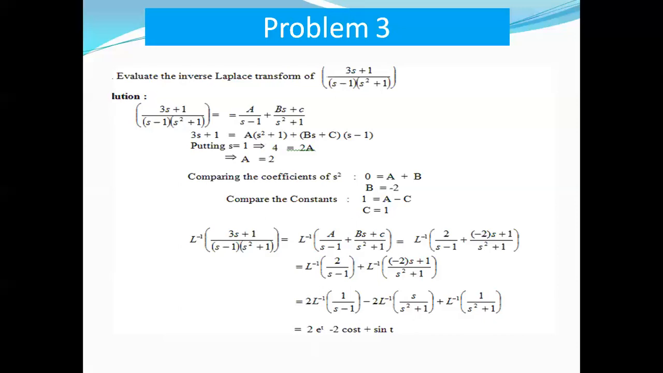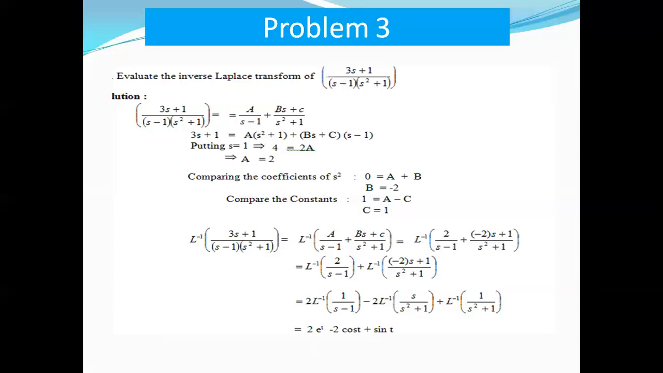Next I am going to compare the constant terms. On the left hand side we have 1 and on the right hand side we have a minus c, therefore c is equal to 1. And L inverse of 3s plus 1 divided by (s minus 1)(s square plus 1) is equal to L inverse of a by s minus 1 plus bs plus c divided by s square plus 1.